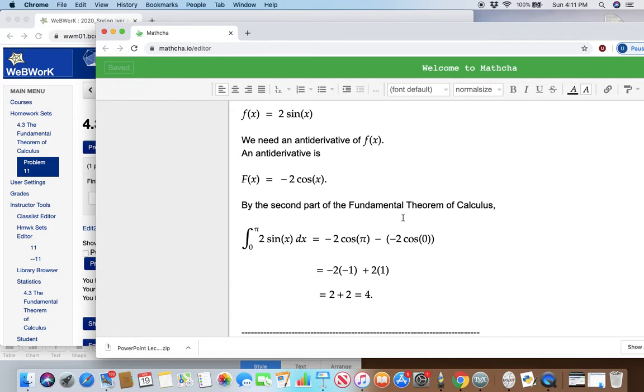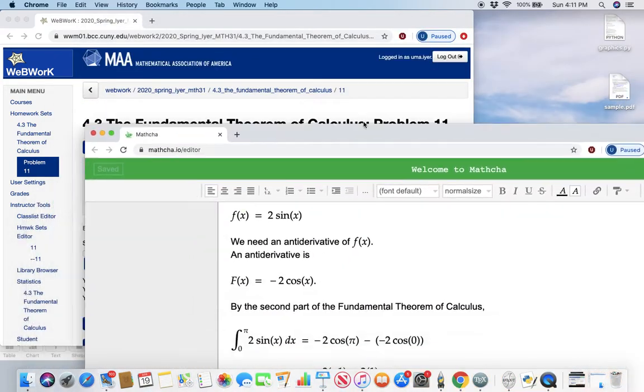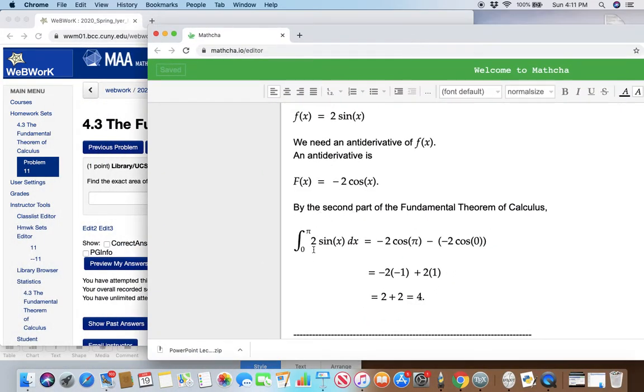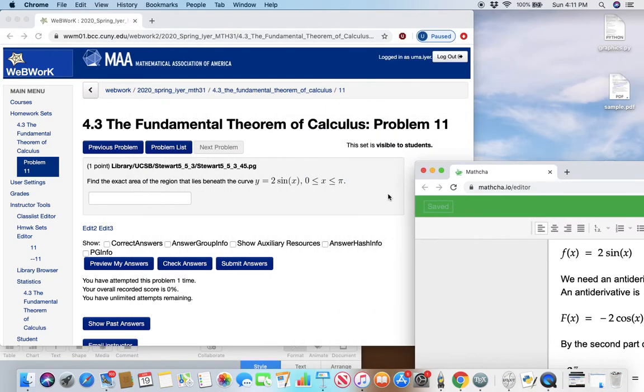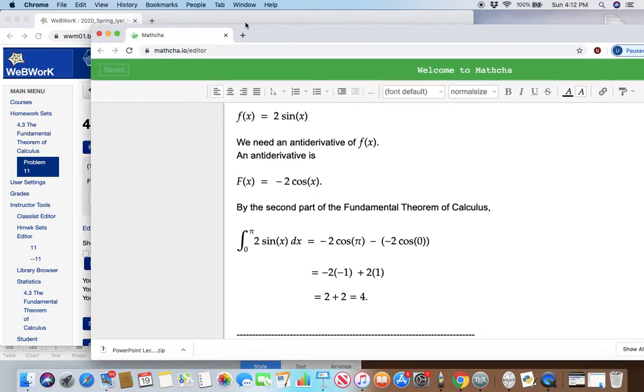By the second part of the fundamental theorem of calculus, we are actually looking for the integral from 0 to pi. Where did this come from? It came from the question: 0 to pi. Okay. Area under the region 0 to pi, that is precisely what it means to take a definite integral. So I'm taking the integral from 0 to pi of 2 sin x dx.